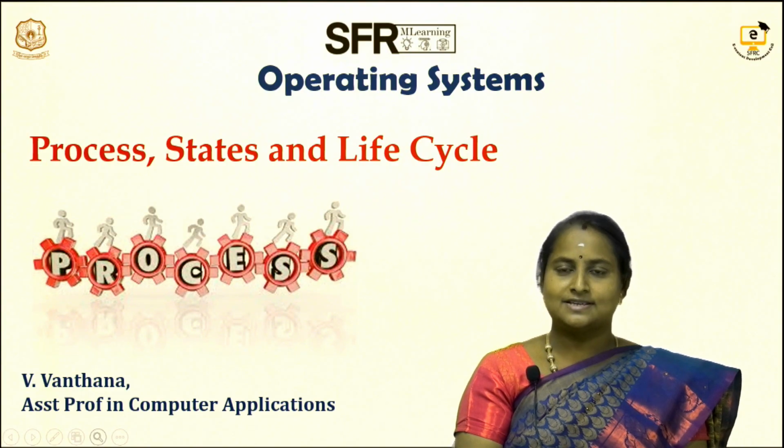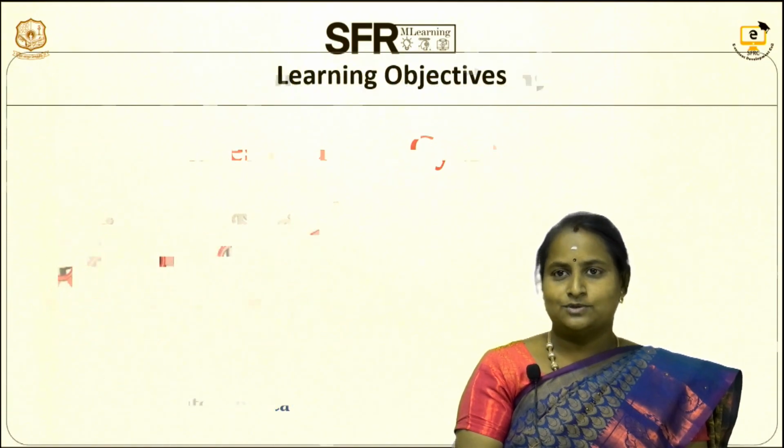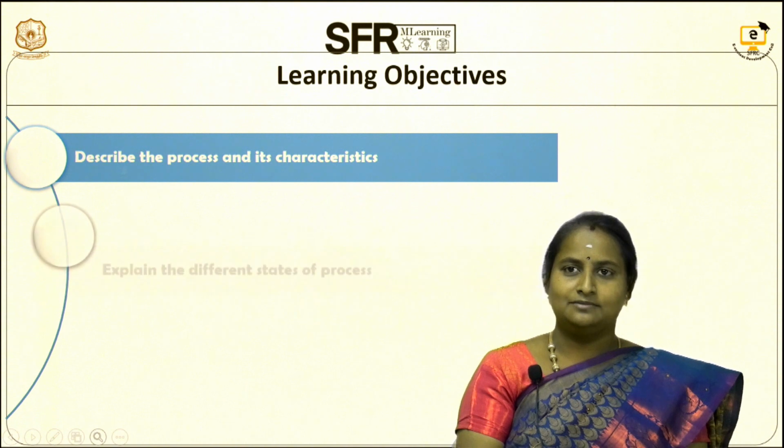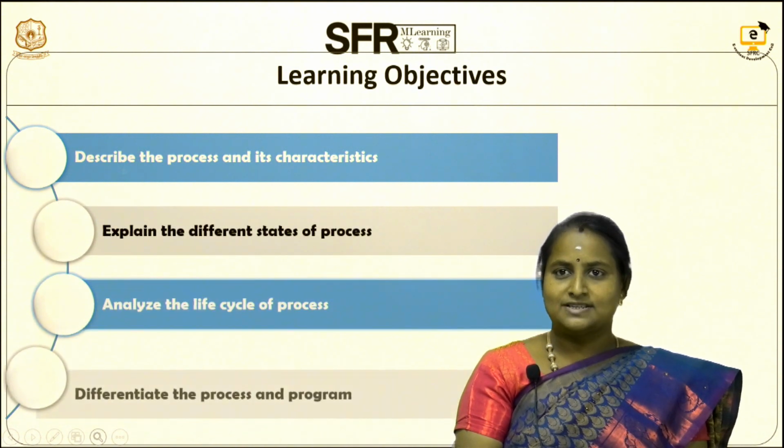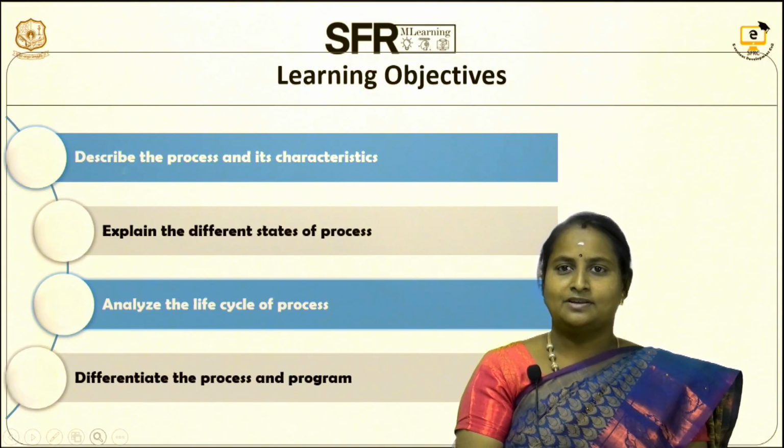Today we are going to discuss the topic: process, states and its life cycle. First we are going to see the learning objectives for the topic. First we are going to learn about the process and its characteristics. Next I am going to explain the different states of a process. Then we are going to analyze the life cycle of a process. And lastly we are going to study the difference between the process and the program.